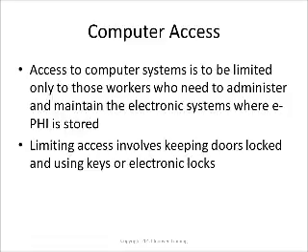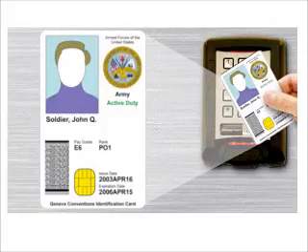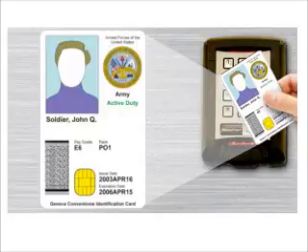Computer access. This is access to computer systems that is limited only to those workers who need to administer and maintain the electronic systems where electronic protected health information is stored. Limiting access should involve keeping doors locked and using keys and electronic locks.